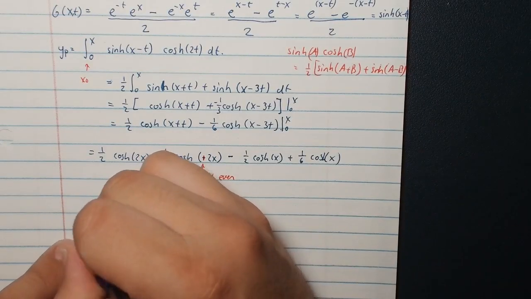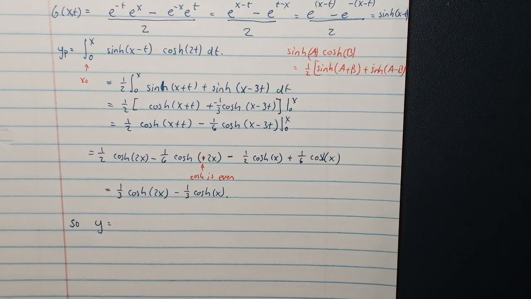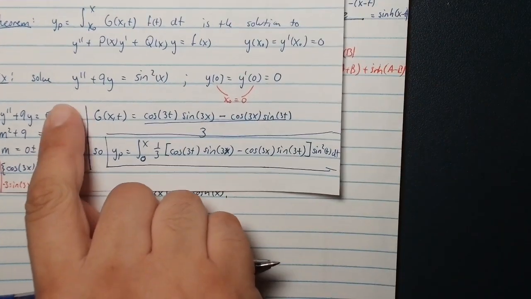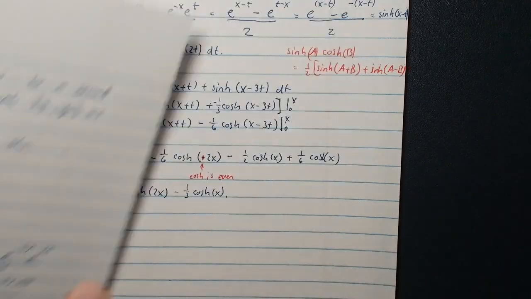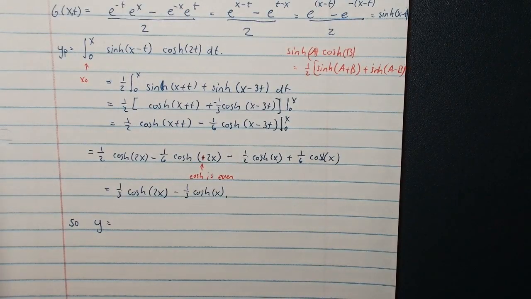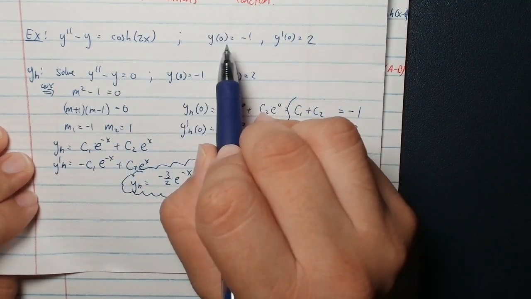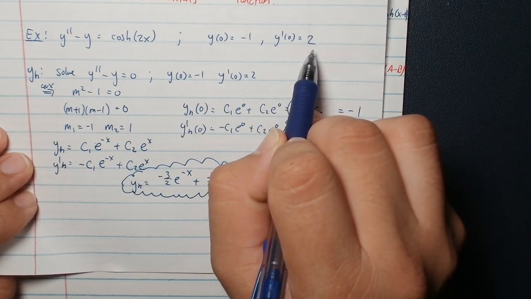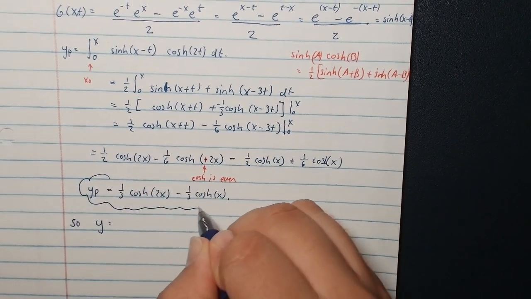But in any event, my result is going to be y equals, and remember, y is the solution not to either component, but to our original problem. That is to say, this one right here. Y double prime minus y equals cosh of 2x with the initial conditions y at 0 equals -1 and y prime at 0 equals 2. We got our y sub h. Over here we found our y sub p, and our result is just the sum of those two.